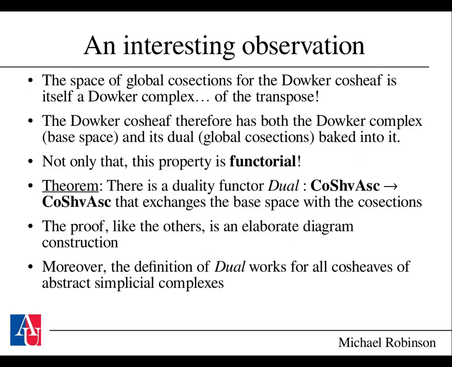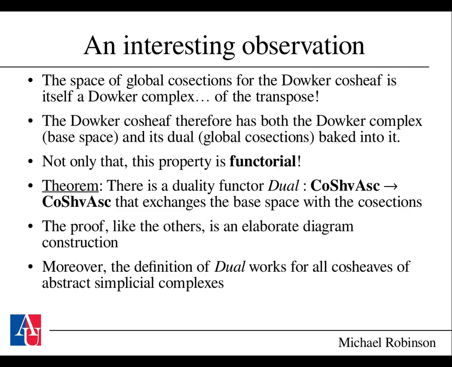Turns out that works. And not only does this work, because this Dowker cosheaf has the Dowker complex and its dual baked into it, the property is functorial. There's a duality functor. It's an endofunctor that acts on the category of cosheaves of abstract simplicial complexes on abstract simplicial complexes that exchanges the base space with the space of global cosections. The proof, as you might imagine, is going to be some kind of elaborate diagram construction. That's true. It works for all cosheaves of abstract simplicial complexes on abstract simplicial complexes.